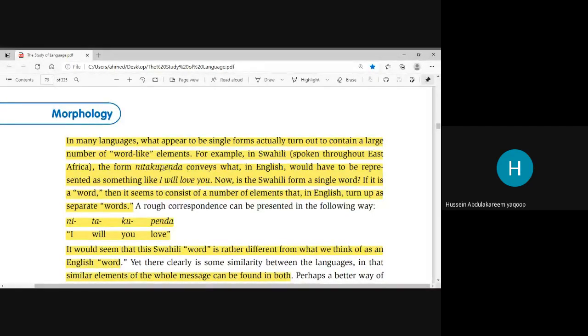Now, we have a word in Swahili, the one that I'm pointing to. It seems from the first time that nitakopenda is a single word. This is in Swahili. Nitakopenda is a Swahili word. It's not in English. But if we translate this word into English, we get what? We get four words instead of one. How can we be able to understand that one word may be translated into more than one, let's say four, maybe five, and vice versa.